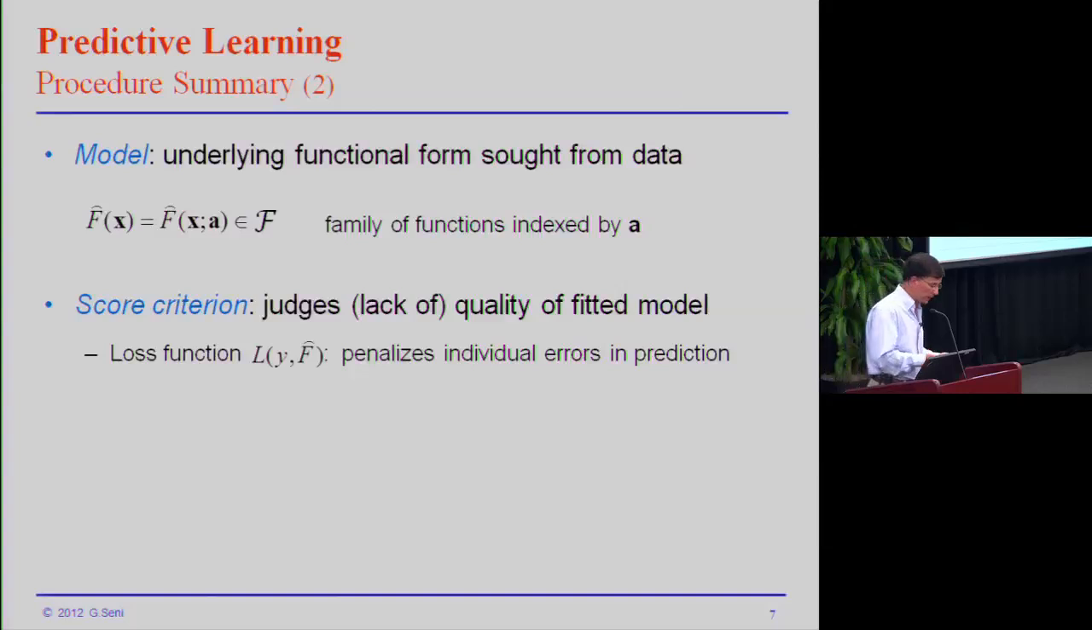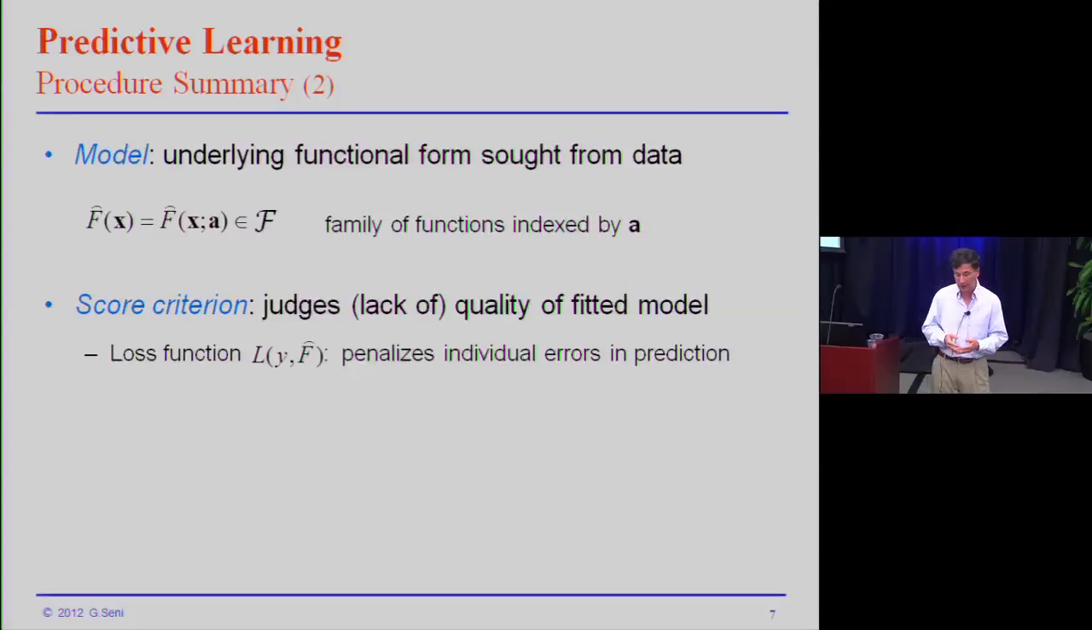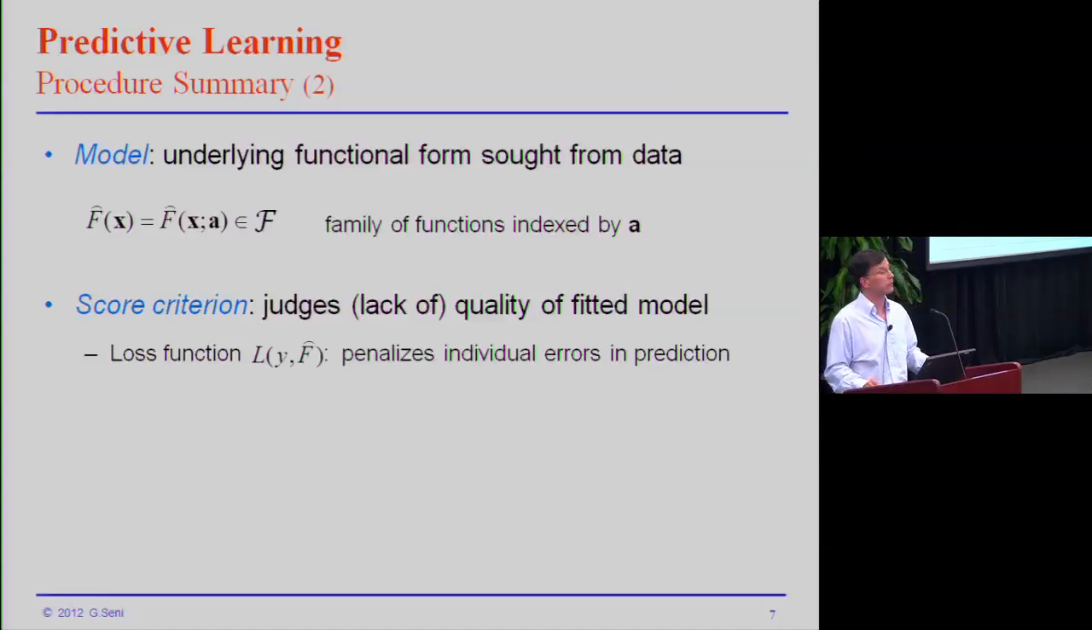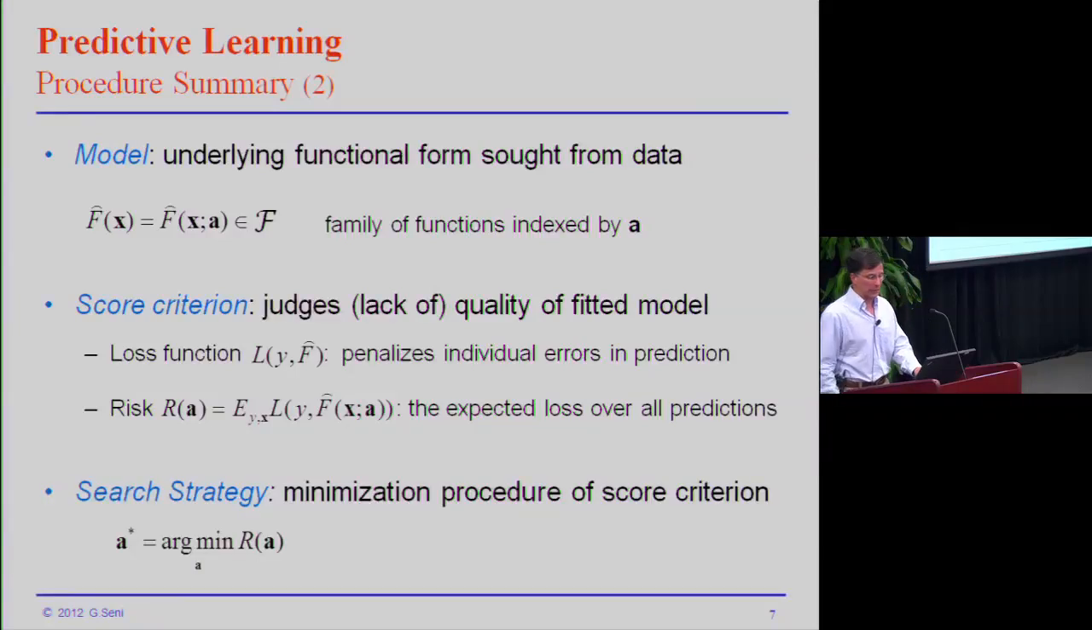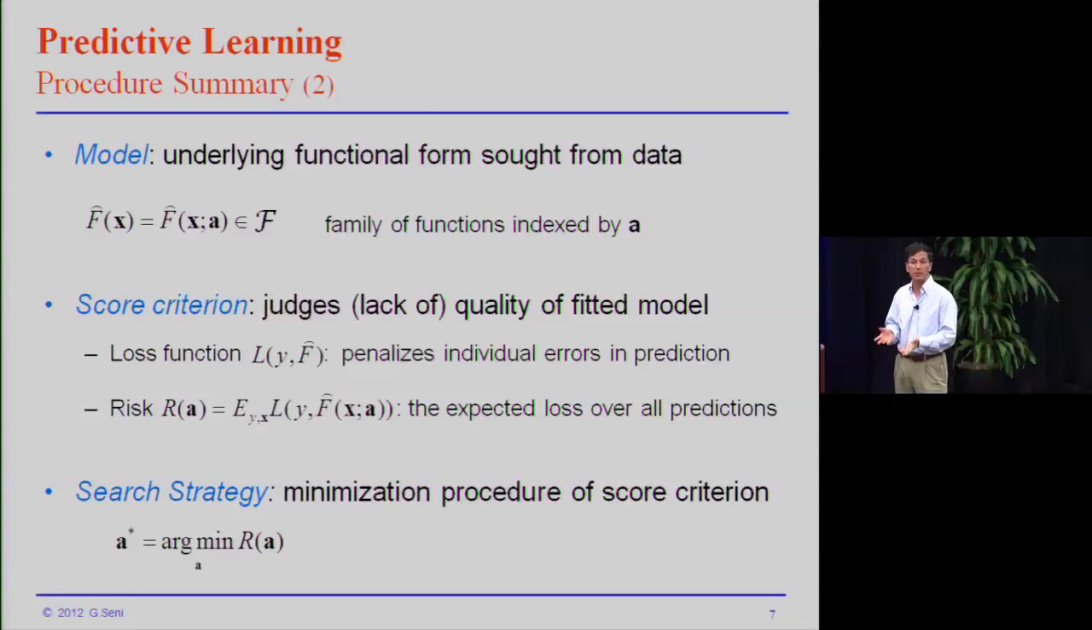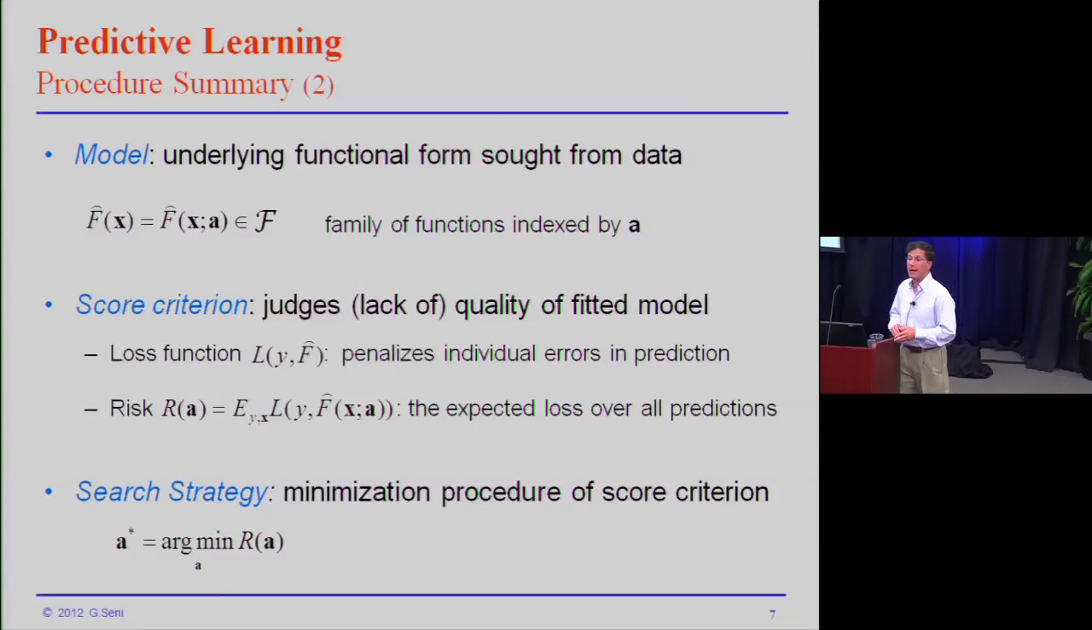The score criterion consists of two parts. The loss, such as the square error loss for regression problems, or the binomial likelihood for classification problems, and what statisticians call risk, which is the expected value of the loss. And then finally, we need a method to find the value of A that minimizes the risk. Coordinate descent is going to be one such method.